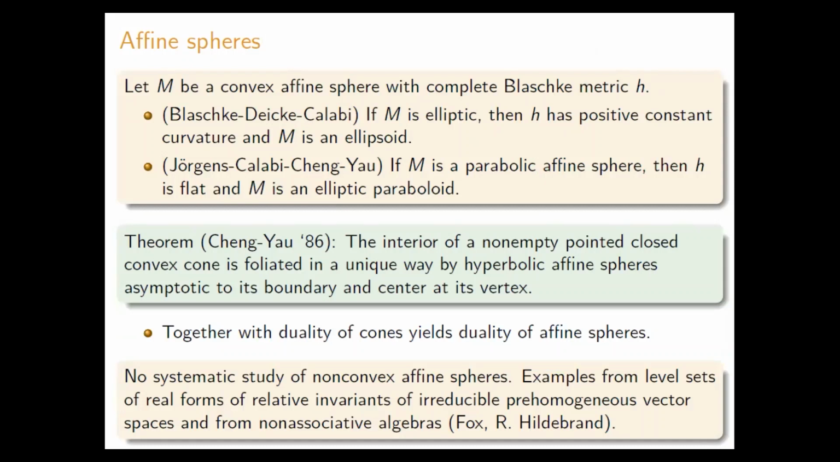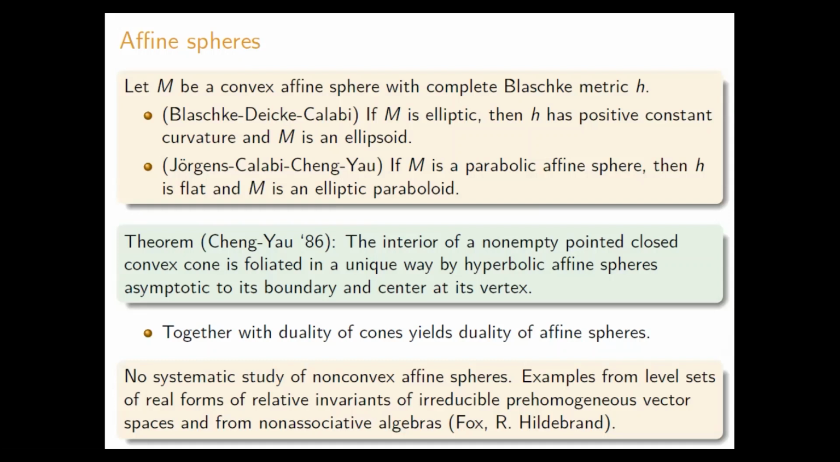There are 3 kinds. An affine sphere is elliptic if its center, which is where the affine normals meet, is contained on the side to which it curves. And in that case, if it's compact or if the Blaschke metric is complete even, it has to be an ellipsoid. And the metric is a constant curvature metric, and so it's not very interesting. It's a parabolic affine sphere in the convex case if the affine normals are all parallel. And then this is a somewhat deeper theorem that in that case, it's necessarily an elliptic paraboloid if the metric is complete, if the Blaschke metric is complete.